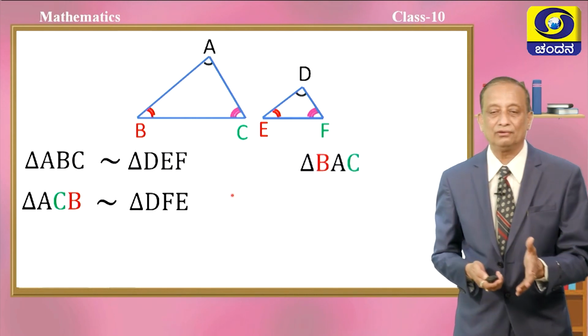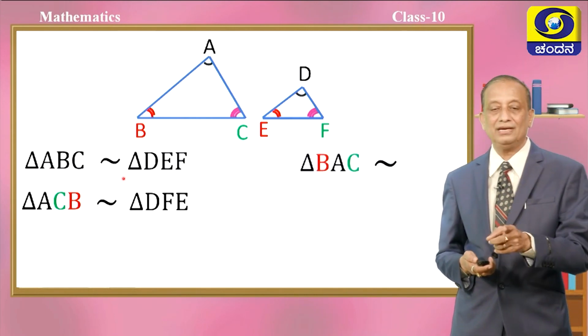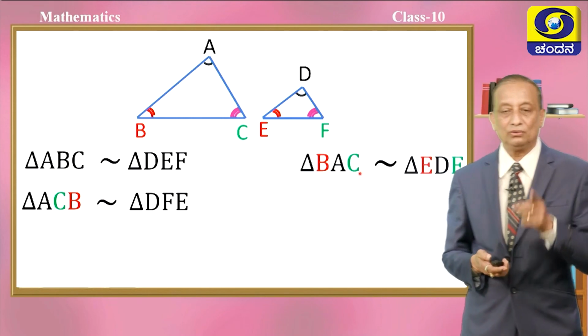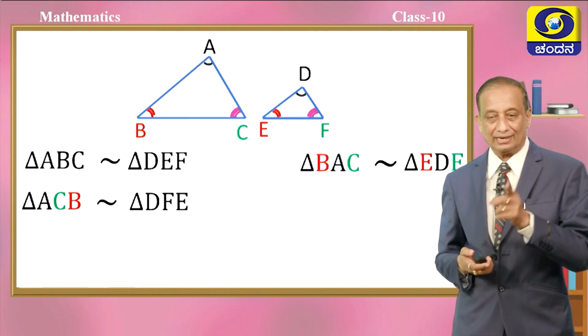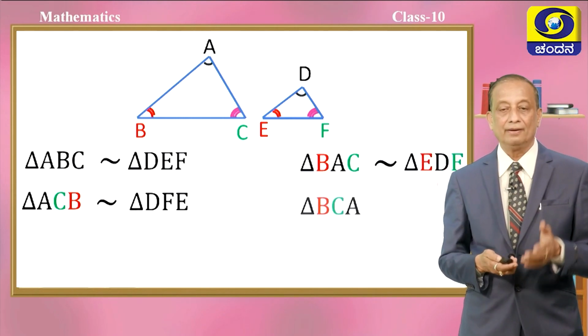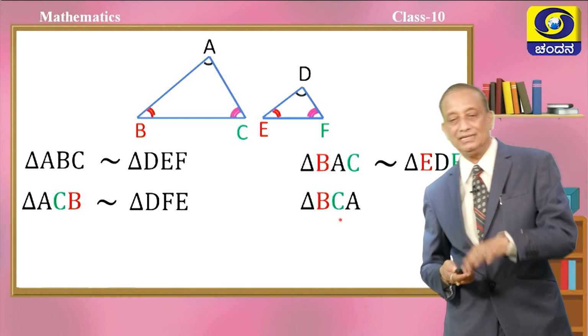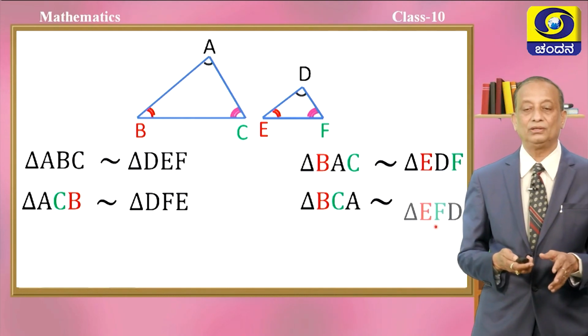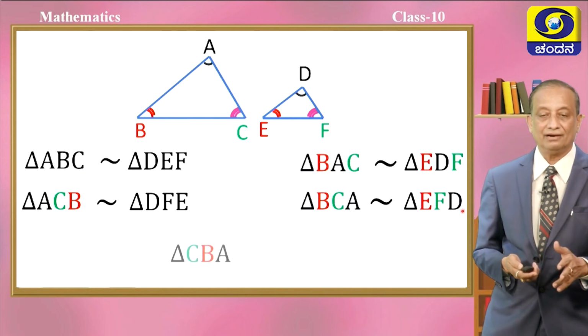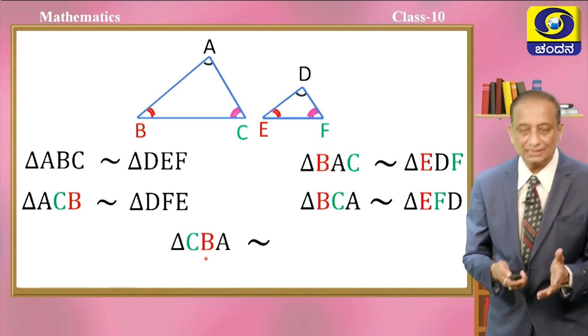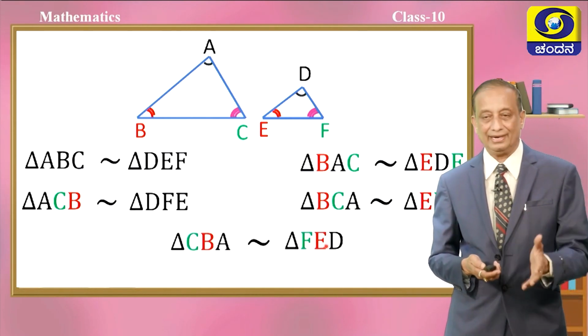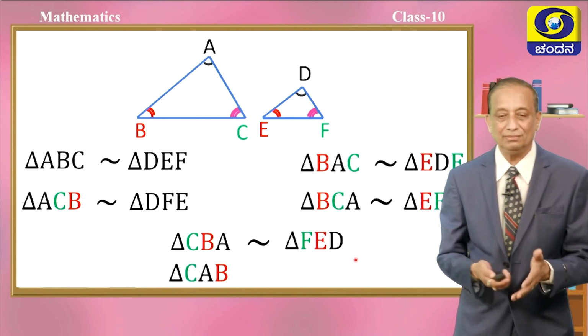This is how you have to follow. If you start with BAC, you have to write triangle EDF only, or with B we can say BCA triangle is similar to triangle EFD, and finally you can write in these 6 ways the triangles which are similar to each other.